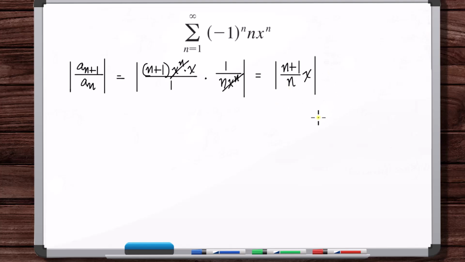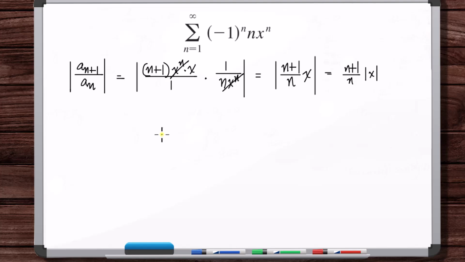Okay, so we can take out this n plus 1 over n, right? We could do this because that's always positive, and we haven't changed the expression. N plus 1 over n going from 1 to infinity is always positive. But we can't remove the absolute value for the x because x could be negative.